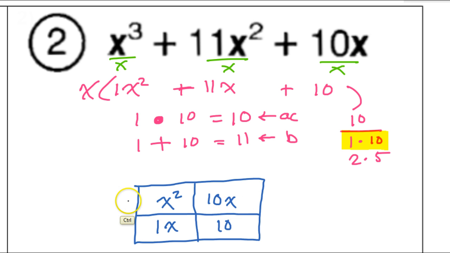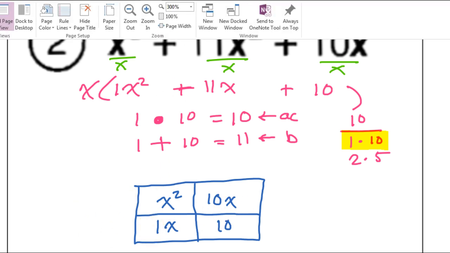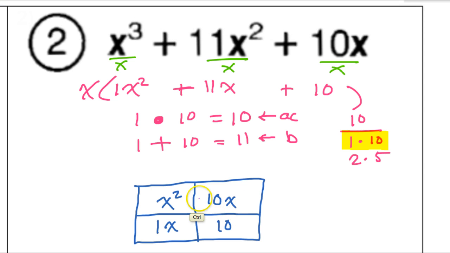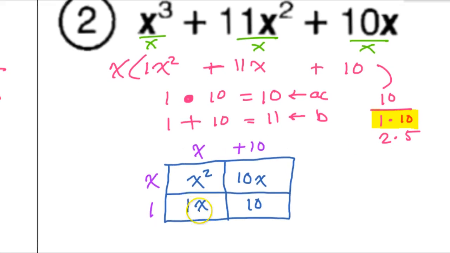Now you do the GCF of each row and each column. So the GCF of the first row is x. The GCF of the second row is 1. The GCF of the first column is x. And the GCF of the second column is 10. Okay, so this really gives me the answer.